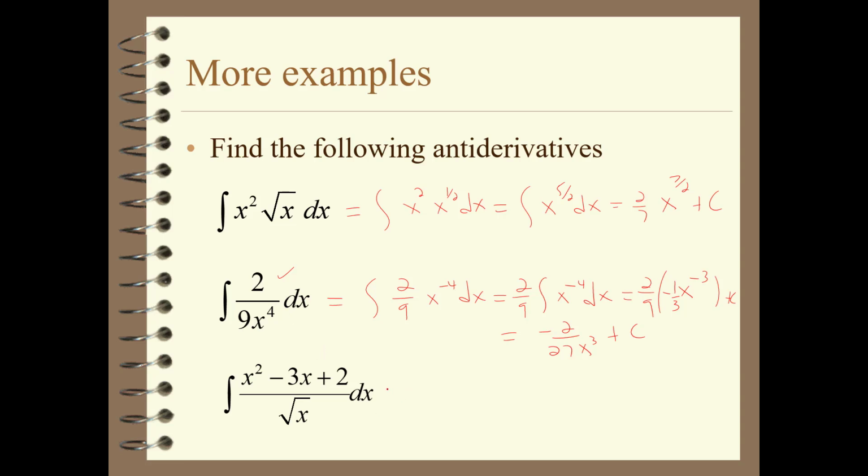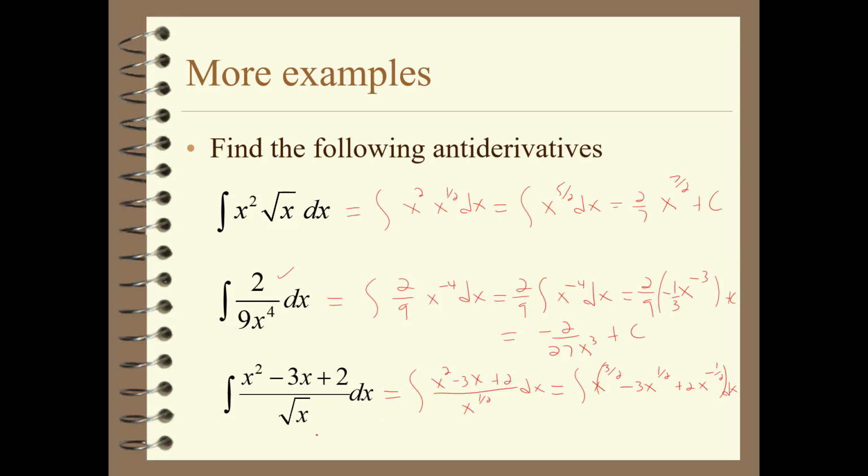This next one, notice you can write this one as the integral of x squared minus 3x plus 2 divided by x to the 1/2 dx. And then I can separate the fraction to write it as the integration of x to the 3/2 minus 3 times x to the 1/2 plus 2 times x to the negative 1/2 dx.